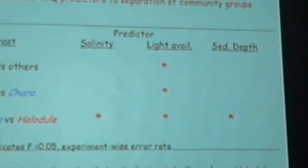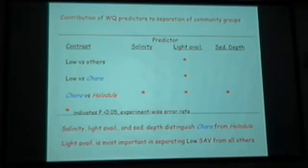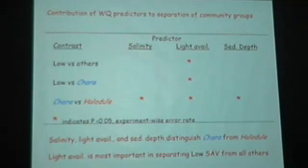Looking further in, drilling deeper, we look at how the individual water quality predictors are able to distinguish individual pairs of these groups. So specifically, how was the low group distinguished from the Chara group? How was the Chara group distinguished from the Halodule group? What specific parameters were most important? This table, showing the results of linear contrast analysis, indicates that salinity, light availability, and sediment depth distinguish Chara from Halodule. Uniquely, light availability is most important in separating the low SAV group from all the others.